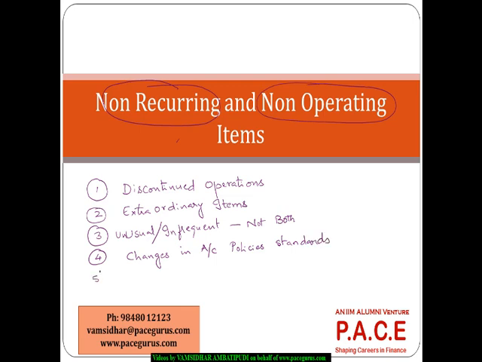And finally, I would also see what these non-operating items are and how we represent them in the financial statements. So these are the different dimensions that we would focus on in this session. Just getting started with the discontinued operations, one of the most important aspects in the non-recurring kind of items. So I would look at the discontinued operation.